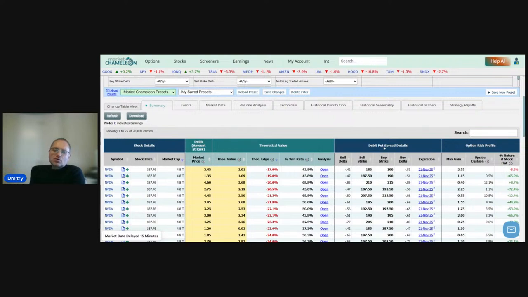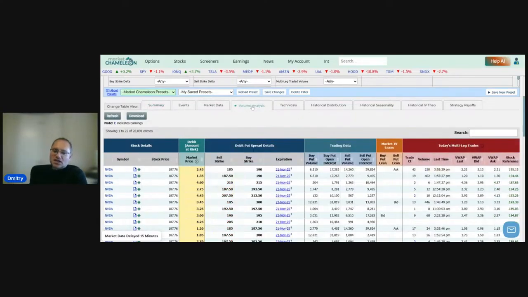And what we'll do is maybe our first screen will be, well, what are other people trading? What are some of the most active bearish put spreads out there as our starting point? So to do that, we're going to go up here and click on volume analysis. And if we go from left to right, we can see NVIDIA shows up a lot of times here because this is sorted by highest market cap.